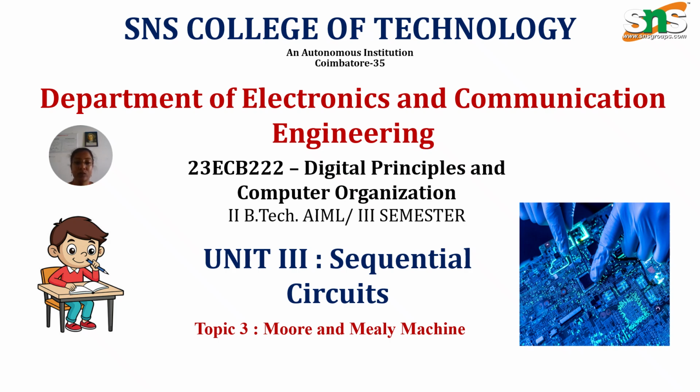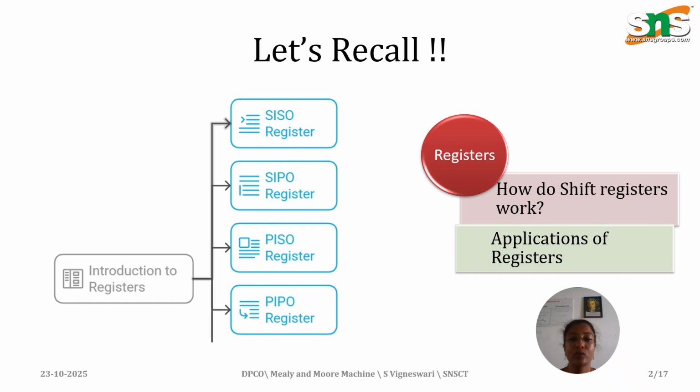Before moving into this lecture, kindly go through my previous videos to have a recall on what is sequential circuit and what are the types of flip-flop. In the previous video, we discussed registers and their types. We had seen the introduction to registers, the types of registers, how the shift registers work, and the application of registers. The types of registers are serial in serial out, serial in parallel out, parallel in serial out, and parallel in parallel out registers.